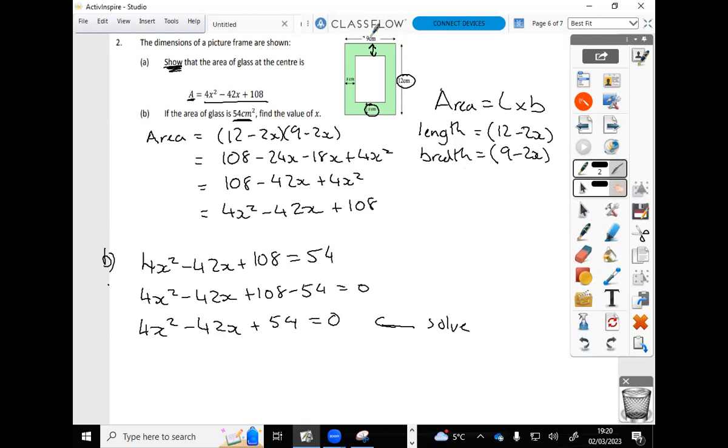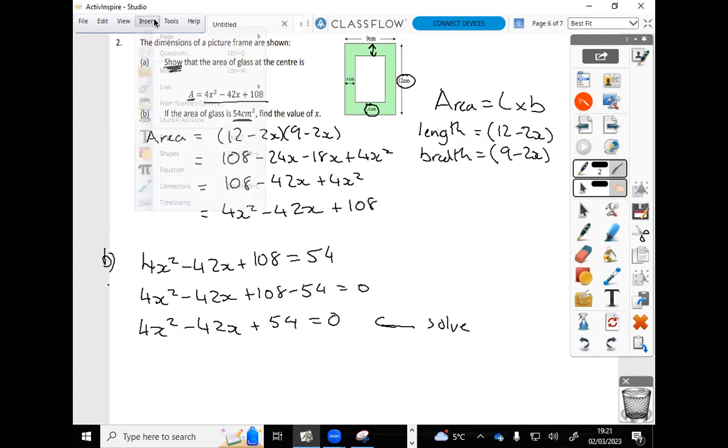Someone's just asking where I got the breadth from. So the 9 centimeters is the full width across, given at the top. So that's 9 centimeters minus 2x. x is the width of the border, and to take in the full width, the border has to be taken twice.